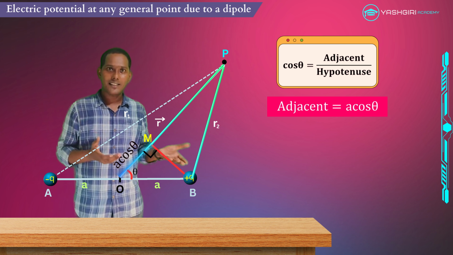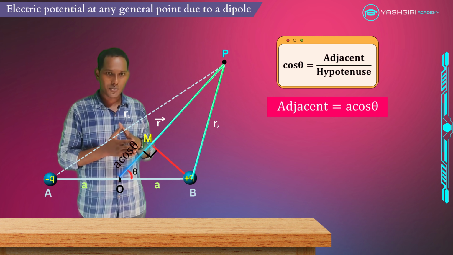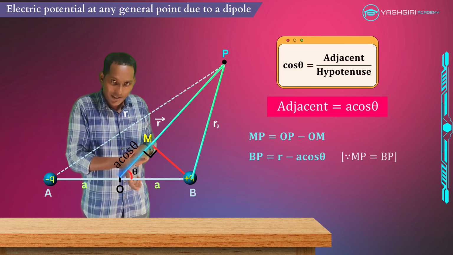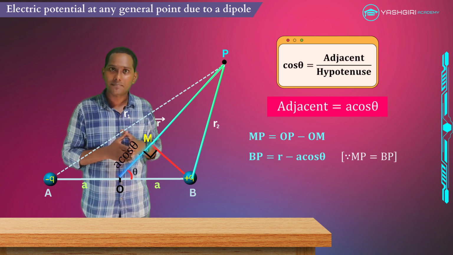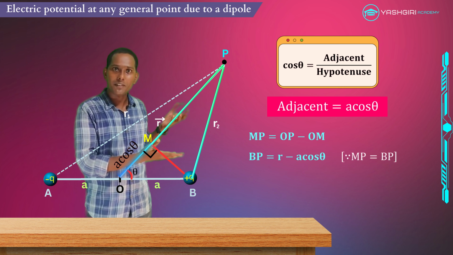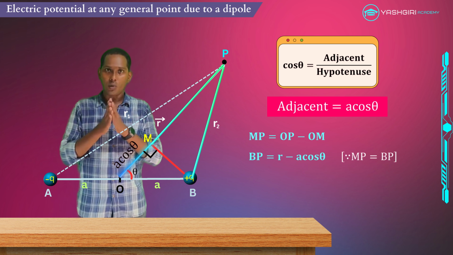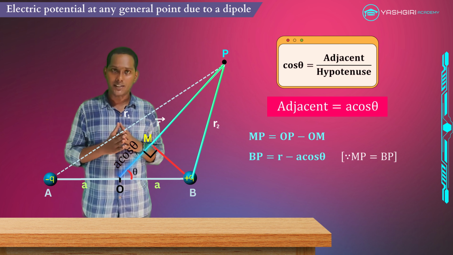Now, can I get BP? Yes. If you just see, in this case, OP minus OM will give me MP, right? So I have got my BP, which is nothing but MP. All right, so I have got r2 in this case.